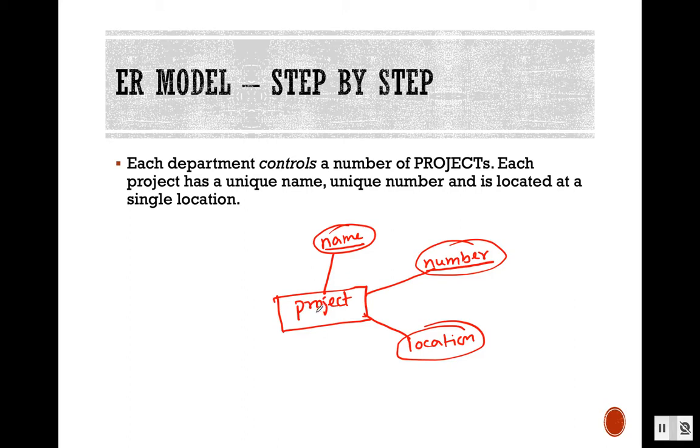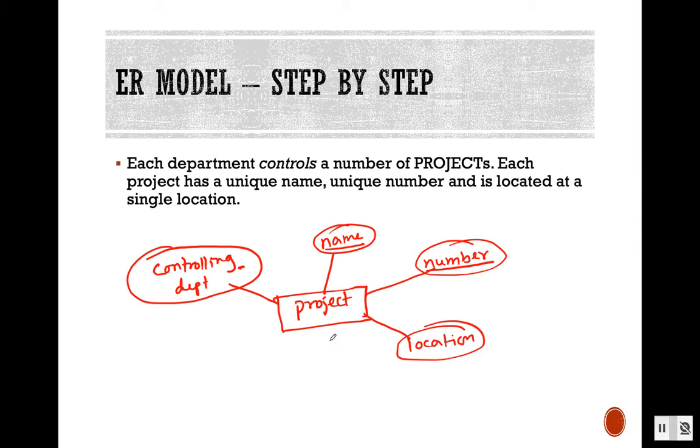Okay, each department controls a number of projects, so each project is being controlled by one department. So we need another attribute like controlling department. It will be one name. I'm using underscore here, controlling_department. So we need another attribute to understand which department is controlling this project.